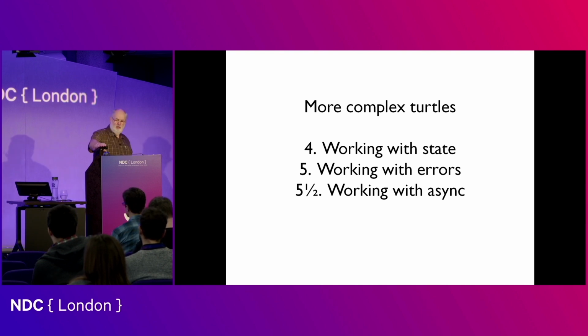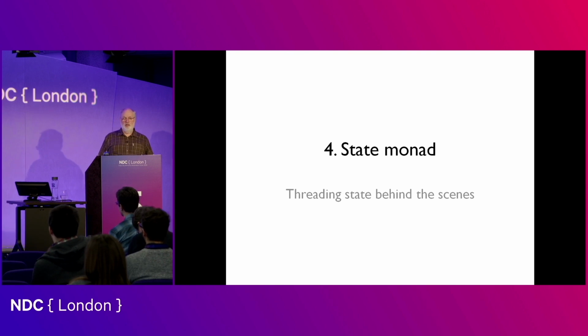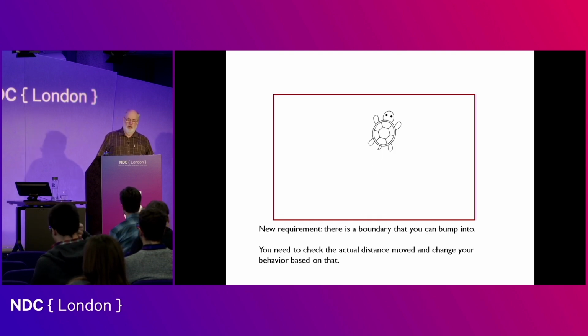Right, next, let's do some more complex turtles. We're going to be working with state in a more complex way. We're going to be working with errors, and we're going to be working with async. So the state monad, this is a monad word, and this is all about how you thread state behind the scenes. So let's say we have a new requirement that there's some sort of boundary, and if you hit the boundary, you have to stop. You're not allowed to move anymore.